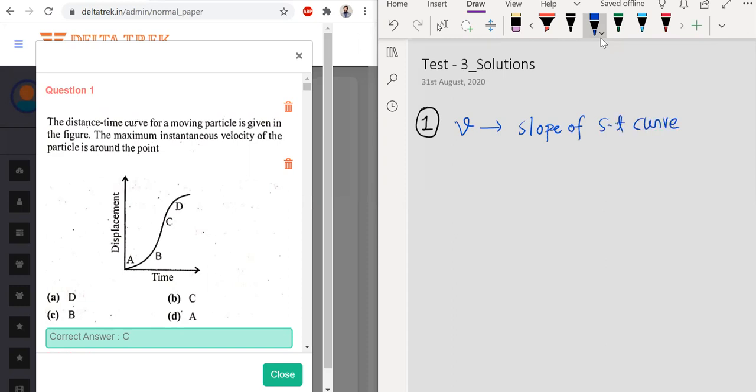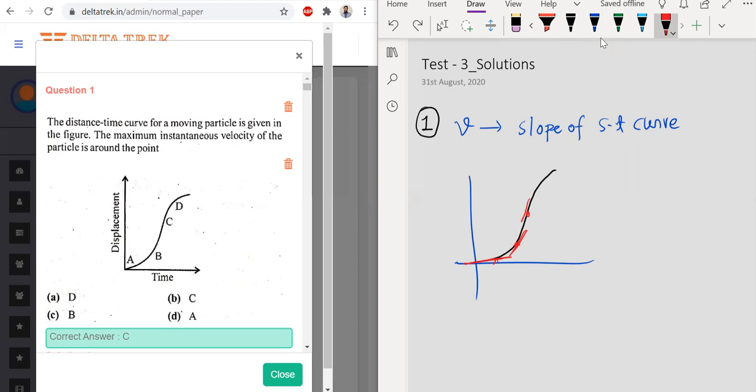Now it's very clear if I draw this curve. You can see at which position the angle is max. At A it is somewhere this much angle, at B it is somewhere this much angle, but at C it is the most. After C it will change its direction.